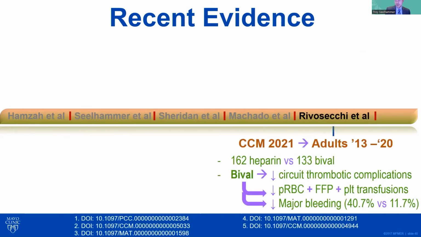Rivosecki et al. in 2021 in CCM looked at a larger cohort, 162 heparin patients versus 133 bivalirudin patients. And they found that those receiving bivalirudin had fewer circuit thrombotic complications and a grouped reduction in blood product transfusion requirements and a reduction in major bleeding. And these are all quite significant differences between these two cohorts.